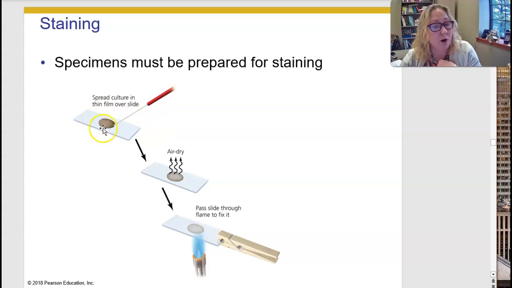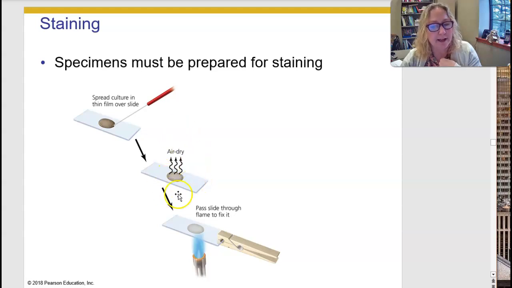Now, you are going to spread this culture over the slide. You are going to put it on your slide. And what are you not going to do? You're not going to blow on it, because we're not blowing on stuff in microbiology. You're going to want to blow on it because it's going to take a while to air dry, but you are not going to blow on it.